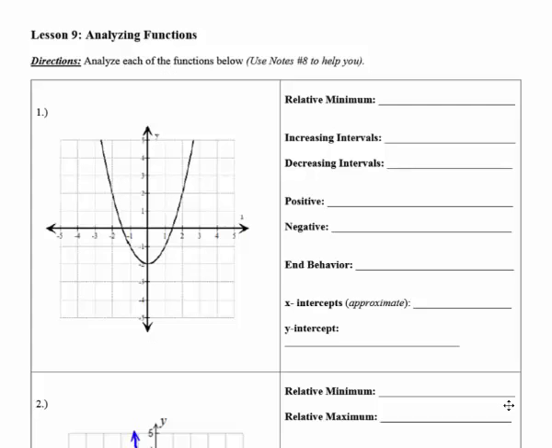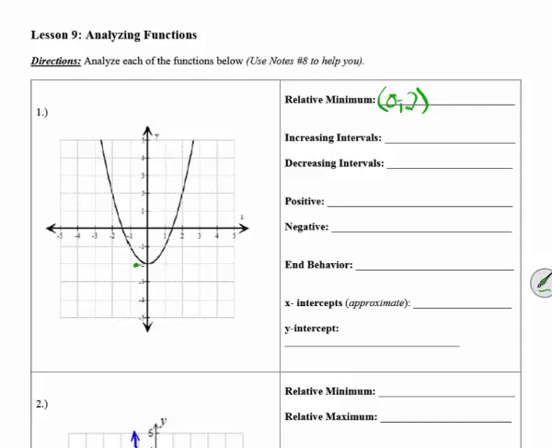All right, ladies and gentlemen, so today we're going to be taking a look at the notes from Chapter 8 and trying to put them into a little bit more practice with those. So, taking a look at our function here. First thing I want to know is relative minimum, which is the lowest turning point that it can have. So that's going to be right about there. So that's the point 0, -2.